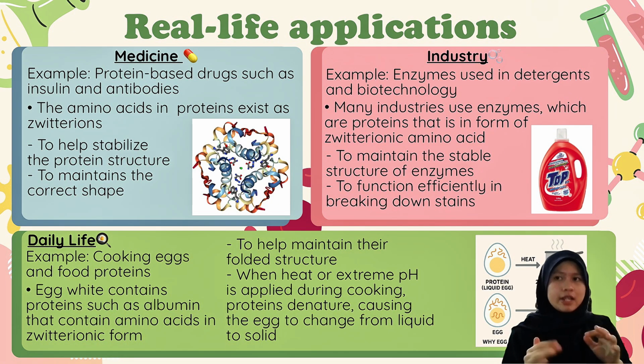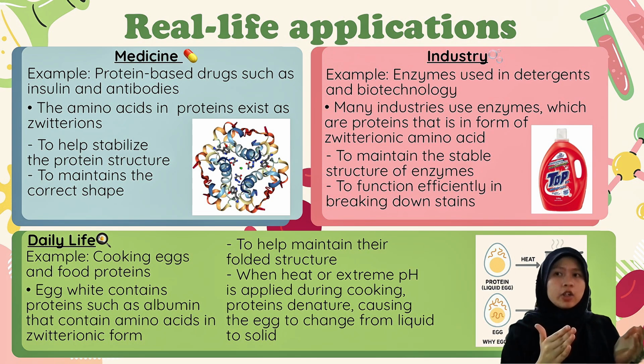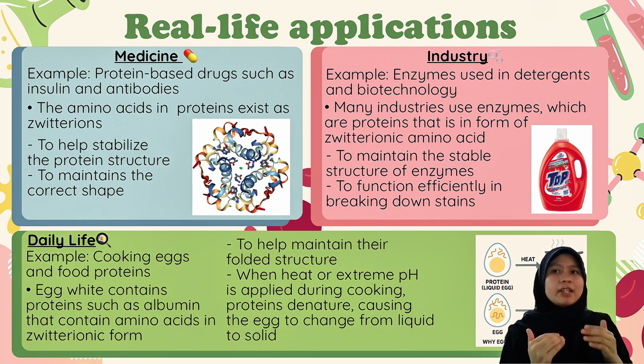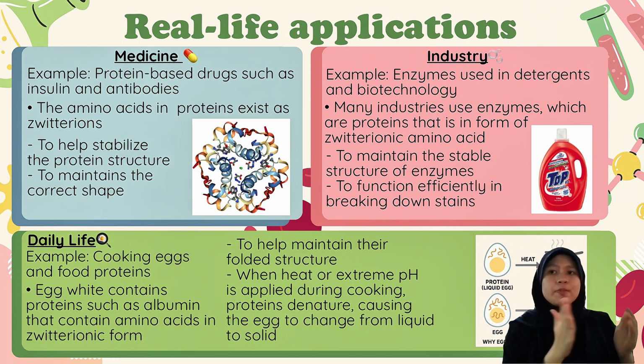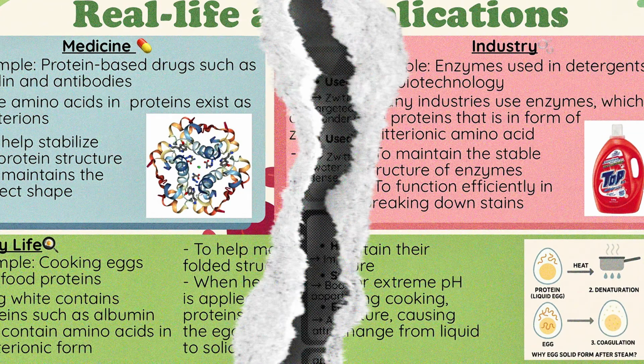And the last category is daily life. For example, cooking eggs and food proteins. Basically, egg white contains proteins such as albumin that contain amino acids in zwitterionic form. It helps maintain their folded structure, but when heat or extreme pH is applied during cooking, the protein denatures and it will cause the egg to change from liquid to solid.